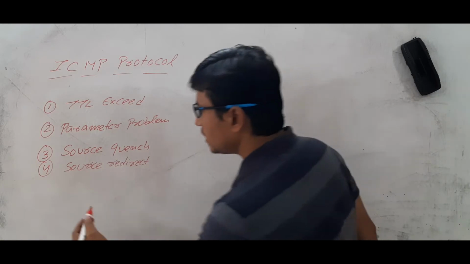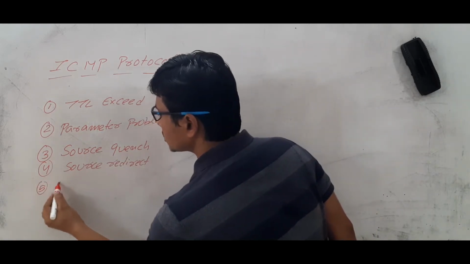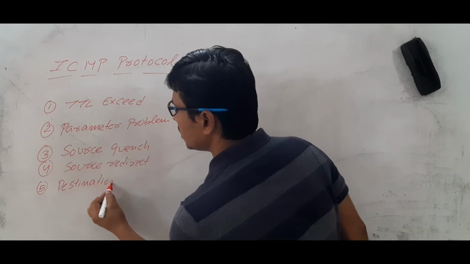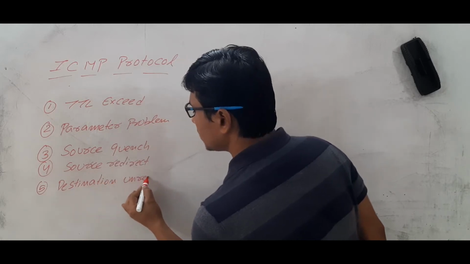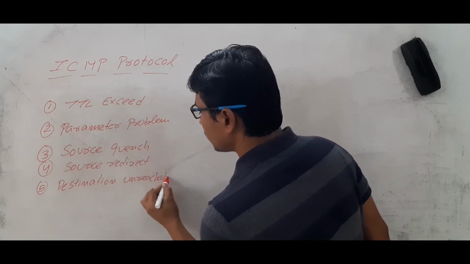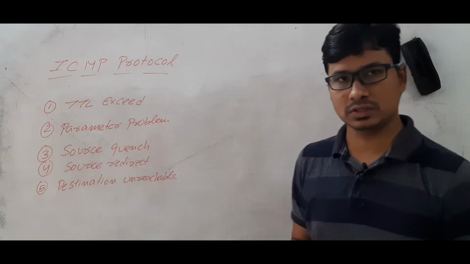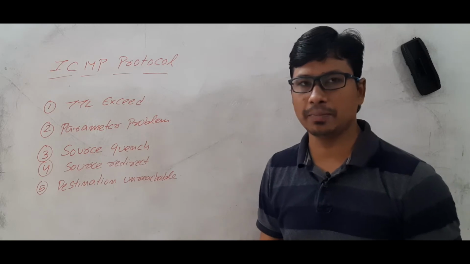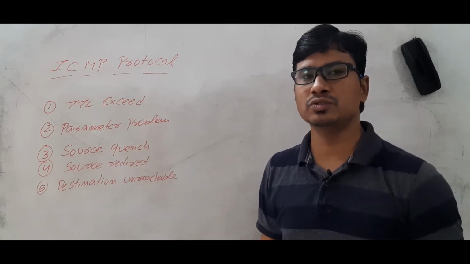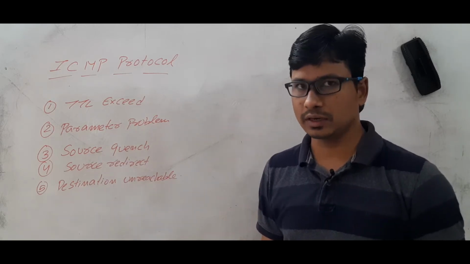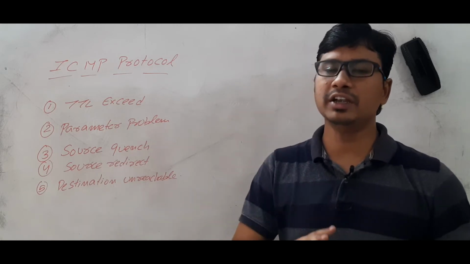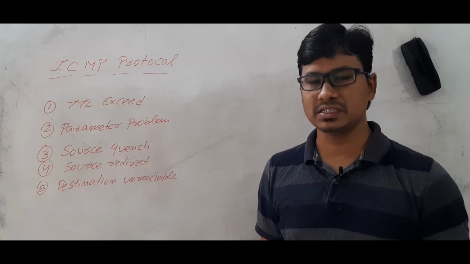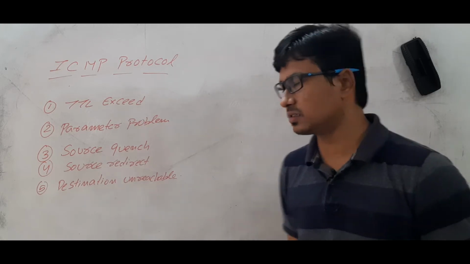Okay, and then destination unreachable. Even if your destination is not reachable, the intermediate router will provide feedback to the source. Are you able to understand? If any of these 5 problems has happened, the ICMP protocol is useful for providing the solution. But every time, the source will not get the ICMP feedback message. Why it's so, I will discuss.